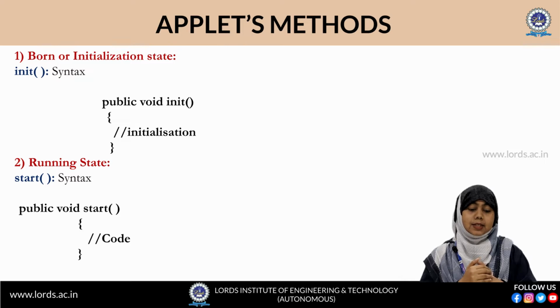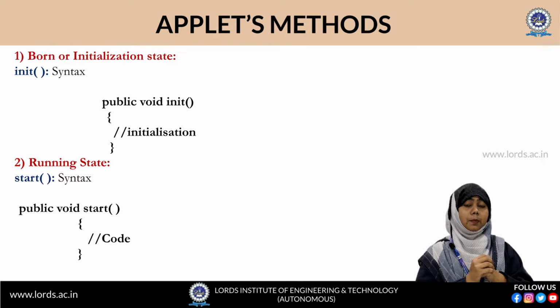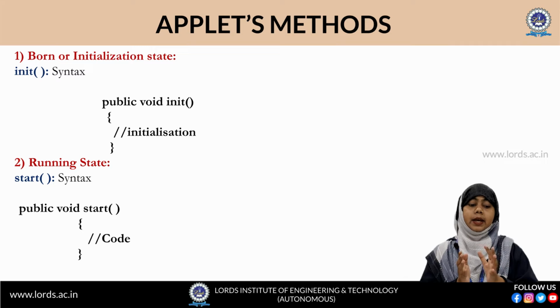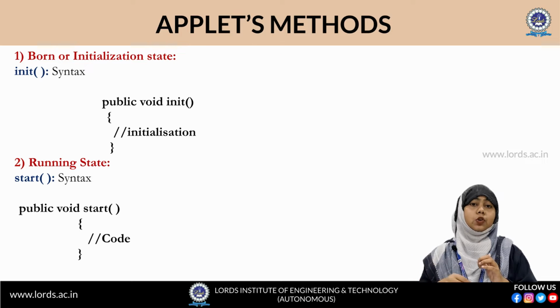The next state is the running state. Inside the running state there is a start method. This particular method would be called or invoked after the init method. And as compared to the previous method, this method would be called again and again, whenever we are resuming the applet.